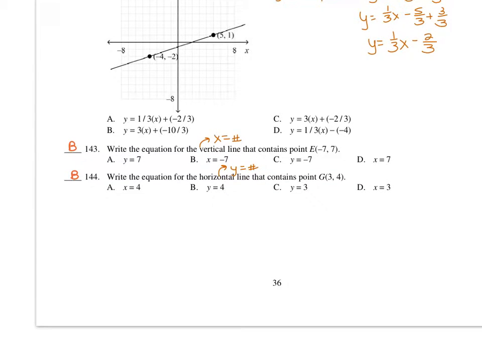143, so these are what you have to know: a vertical line is an x equals a number equation, and a horizontal is a y equals. With the vertical line, I would grab the x, so it would be x equals -7, and with the horizontal line, I'd grab the y, so it would be y equals 4.